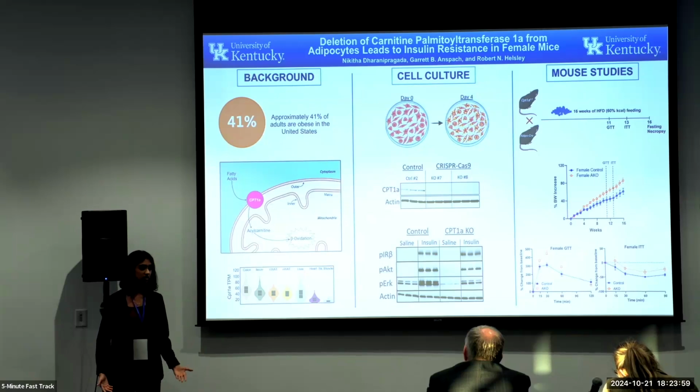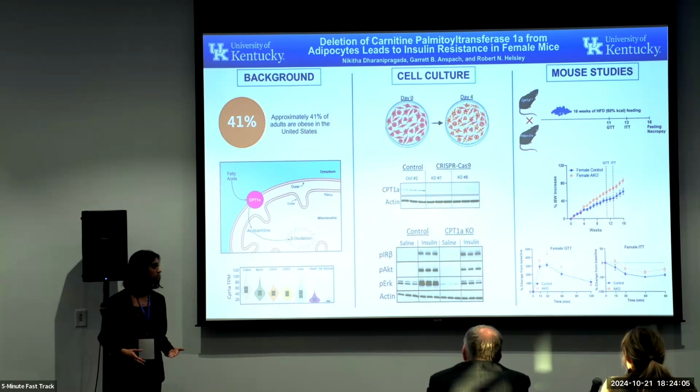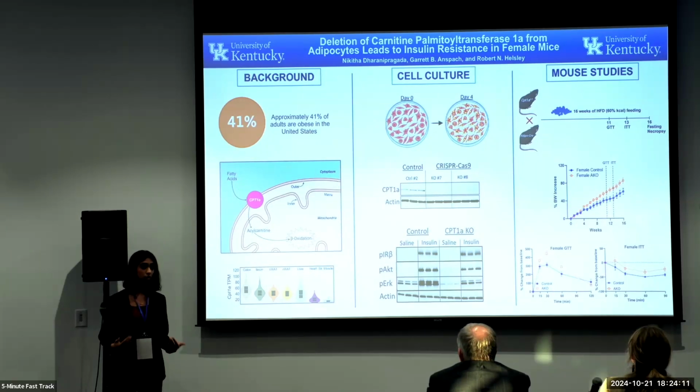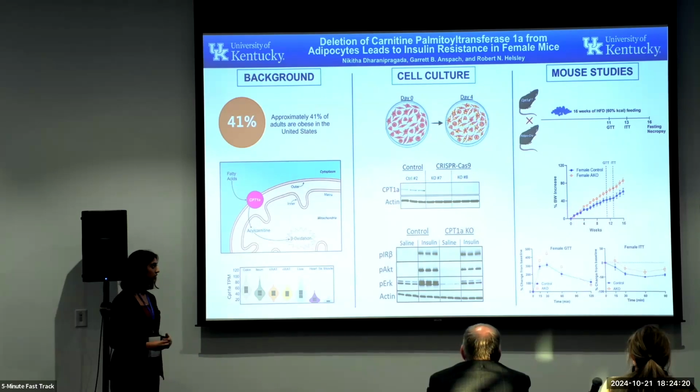We wanted to see how this would translate into a mouse model. To do this, we used an adipose CPT1A knockout line, and we fed these mice 16 weeks of a high-fat diet. A high-fat diet is commonly used to induce obesity in mice. We also measured body weights throughout this entire process, and we saw that our female knockout mice had a greater percentage body weight increase compared to our controls.